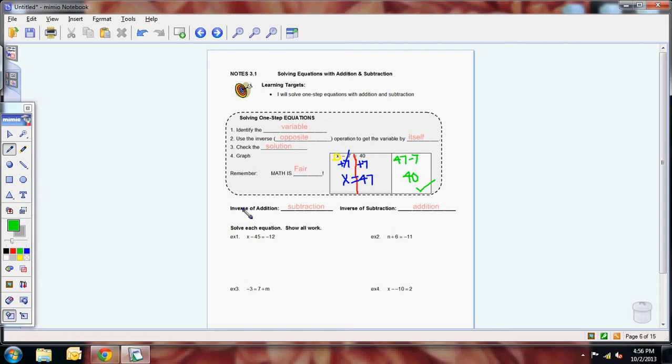Okay, so the inverse of addition is going to be subtraction, and the inverse of subtraction is going to be addition. So that just means the opposite. So that's an important word for us to remember. So let's do some practice problems.